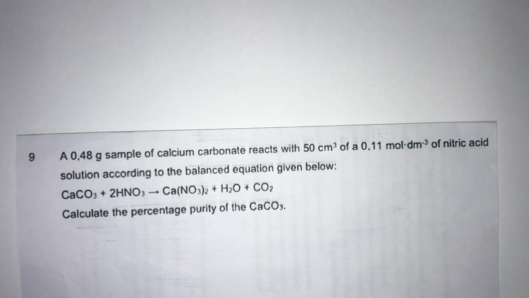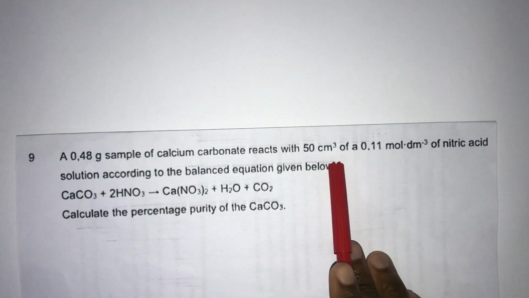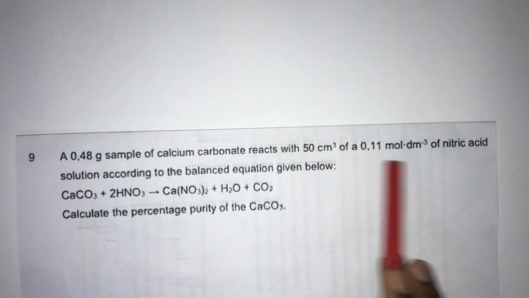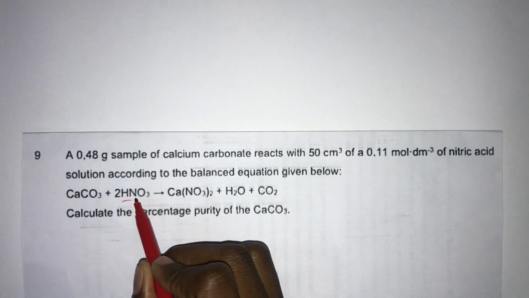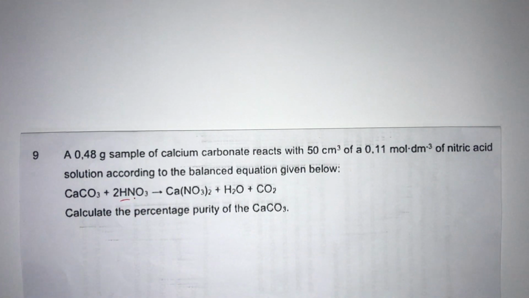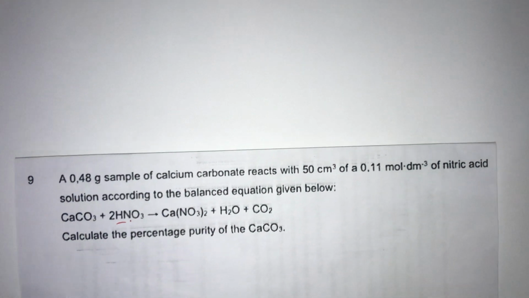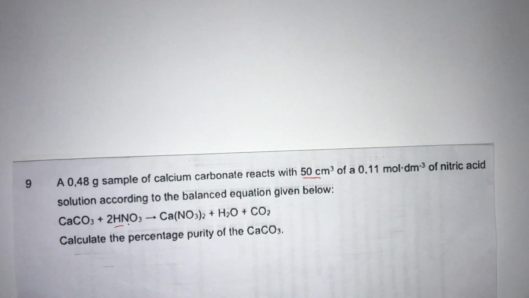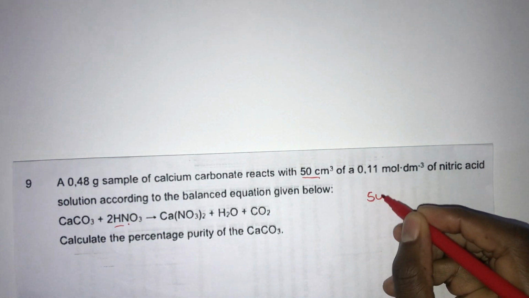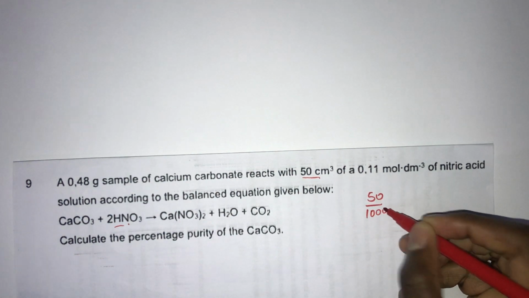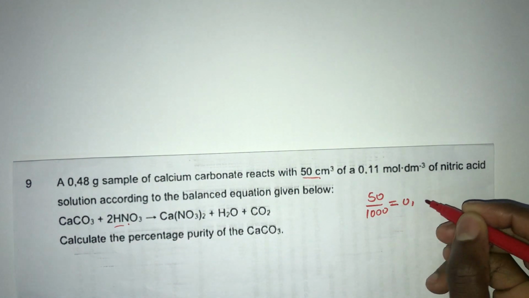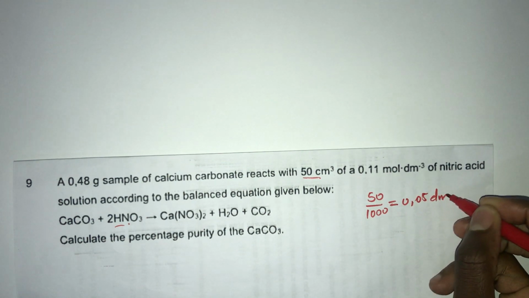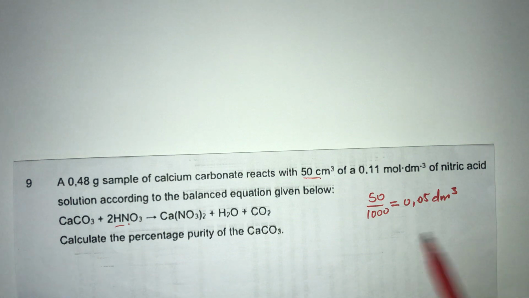So what are we going to do? We are given the concentration and the volume of the nitric acid, which is this one. First, we're going to calculate the number of moles of nitric acid. Let's check first. The volume is given in cubic centimeters. So to convert that, we take 50 and divide by 1000. This gives us 0.05 cubic decimeters. So now the volume is 0.05 cubic decimeters.